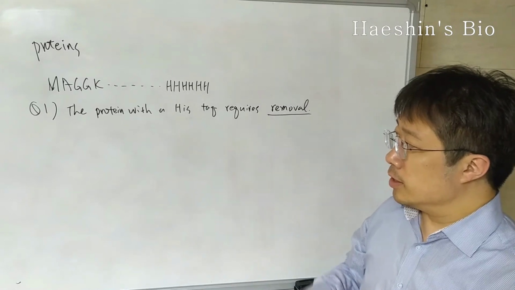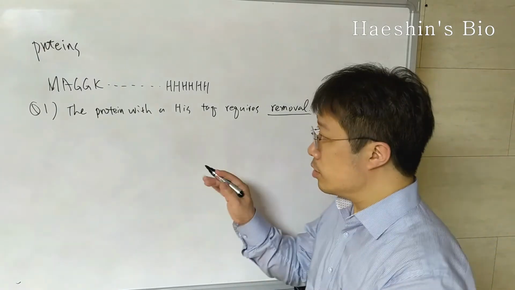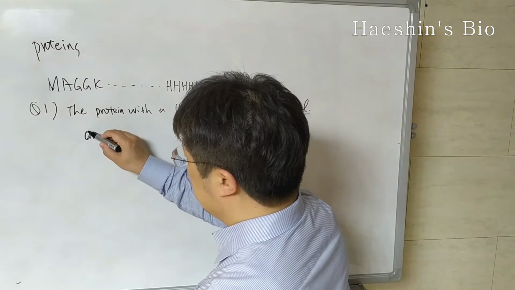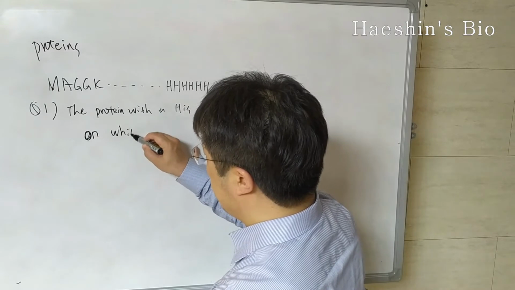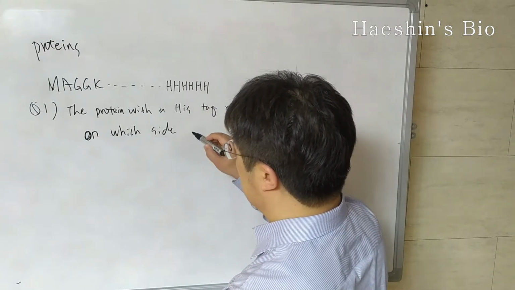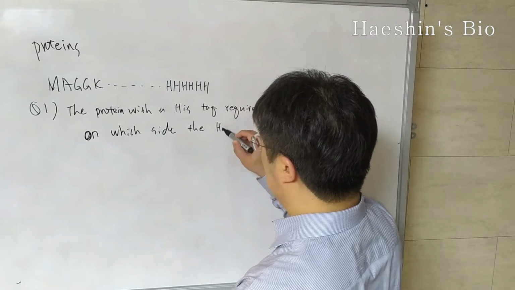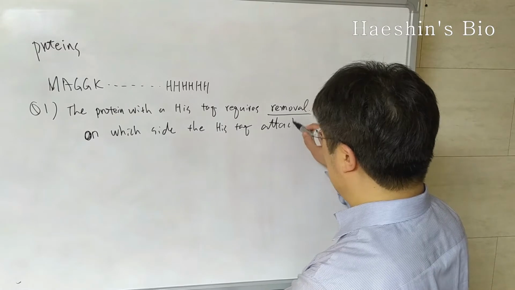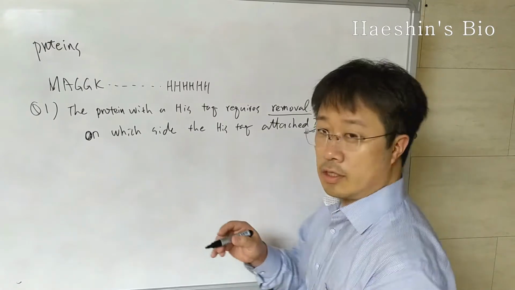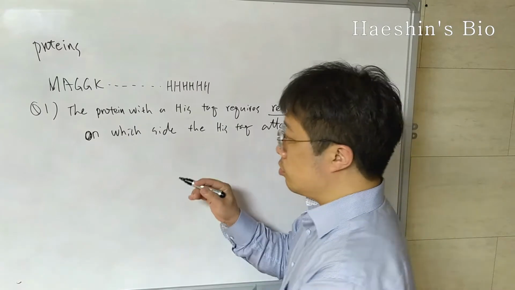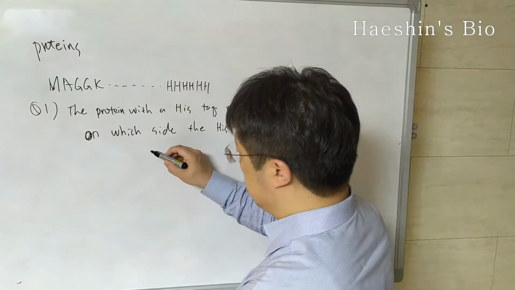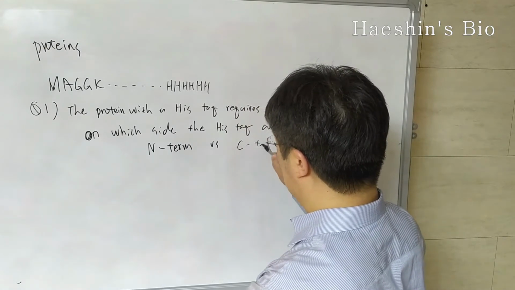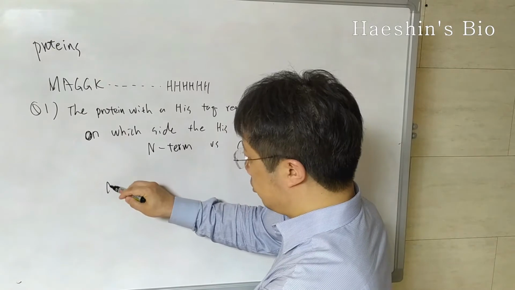So the first question is not finished yet. The question is on which side the histidine tag is attached. The question is, histidine tag, which side attach it? So the question is either N-terminus or C-terminus. N-term versus C-term. N-term means you have an N-terminus.